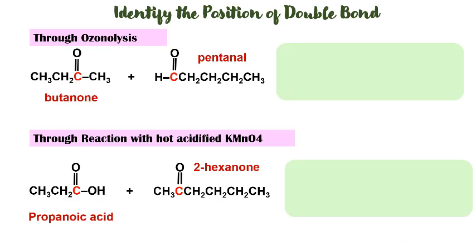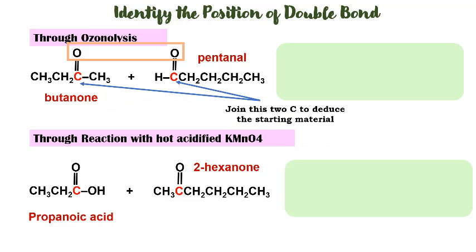The oxidation of alkenes using ozonolysis or hot acidified KMnO4 solution is often used to identify the position of the double bond in an alkene. By identifying the products, the position of the double bond in the alkene can be determined. For example, if ozonolysis of an alkene produces butanone and pentanal, the location of the carbon-carbon double bond is found by removing the oxygen atoms from the carbonyl compounds and joining the carbon atoms with a double bond.